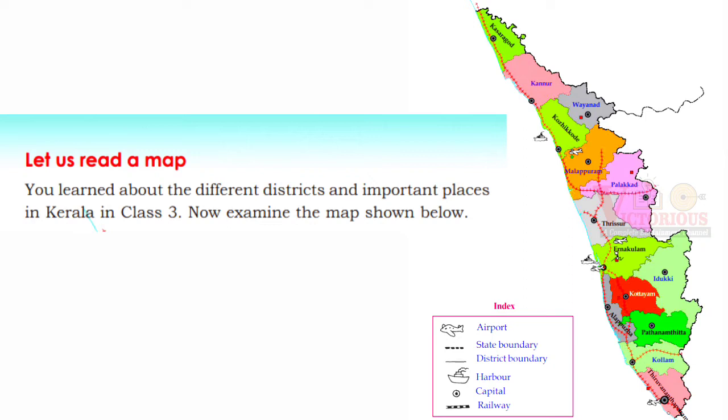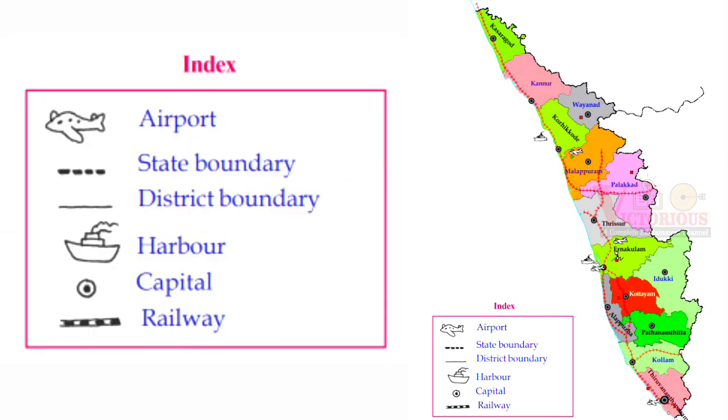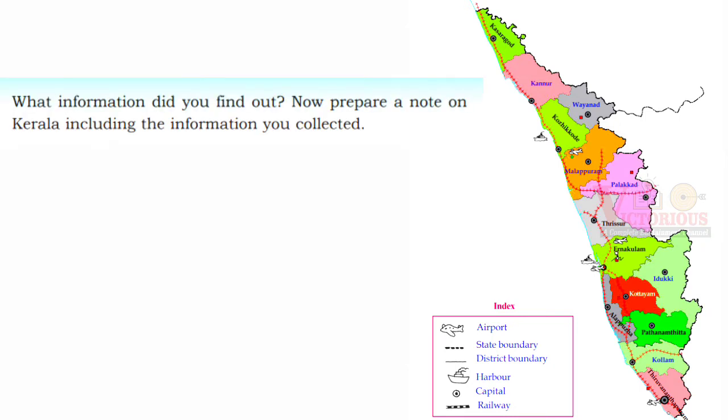Then look at the index. What can we see there in the index? What is the first? This airport, shown with the image of an aeroplane, right? Then state boundary, district boundary, harbor shown as a ship, then capital, then railway. Okay. What information did you find out after looking at this? Now prepare a note on Kerala, including the information you collected.